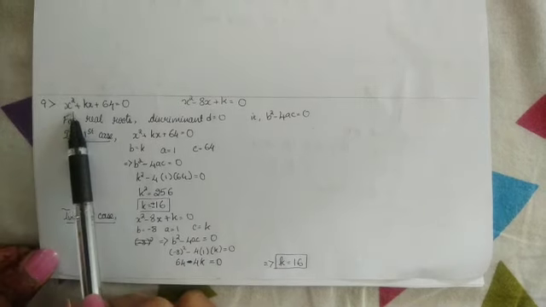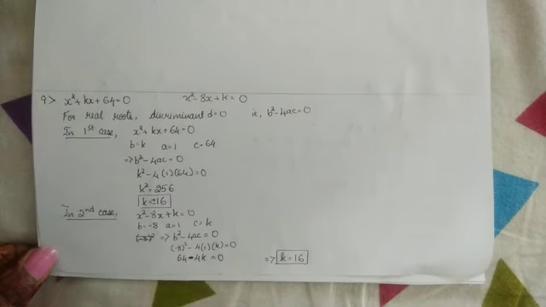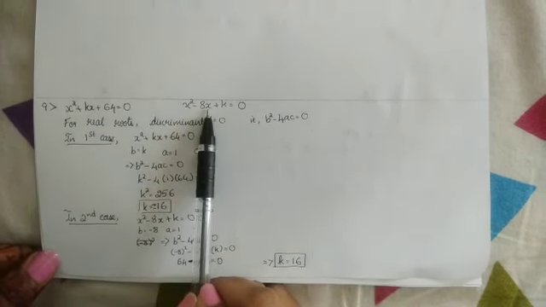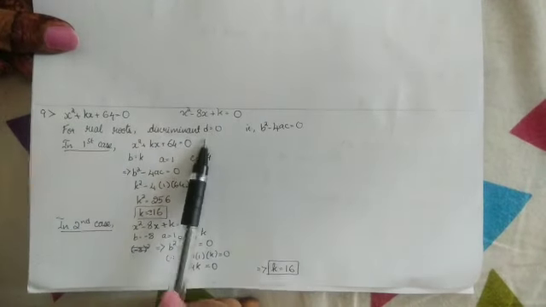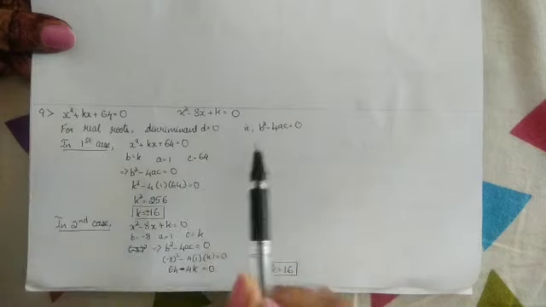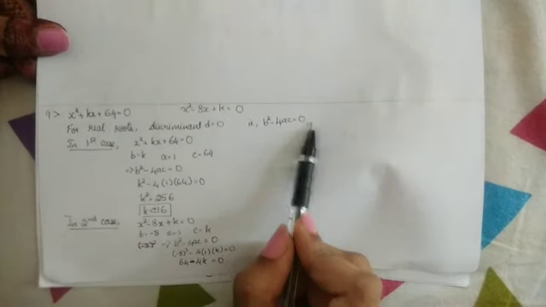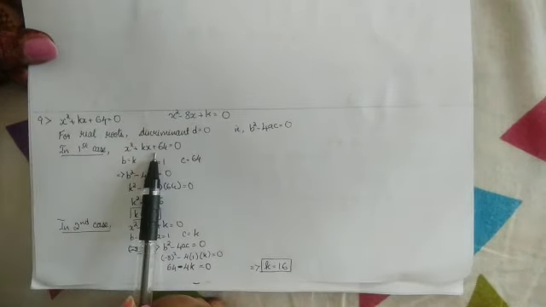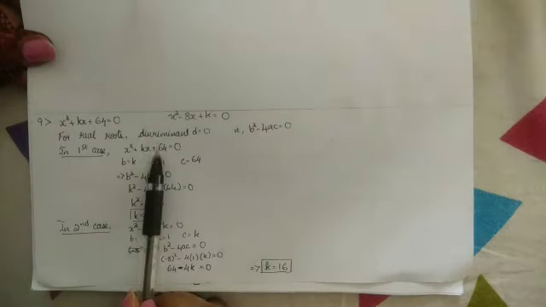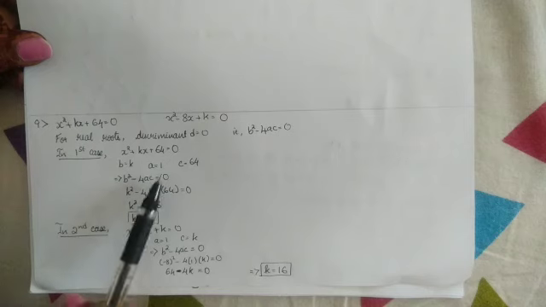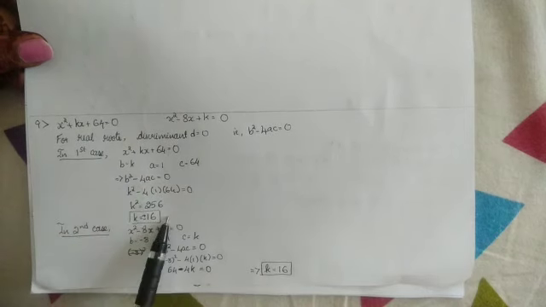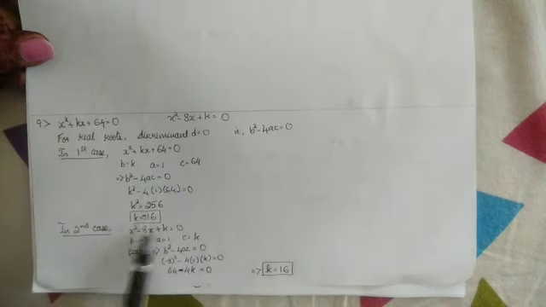Next question: x square plus kx plus 64 equal to 0, and x square minus 8x plus k equal to 0. So for real roots, discriminant D would be 0. What is D equal to? B square minus 4ac, that should be 0. In the first case, x square plus kx plus 64 is 0. So we are taking B as k, A as 1 and C as 64, and solving the discriminant part, you get k equal to plus or minus 16.